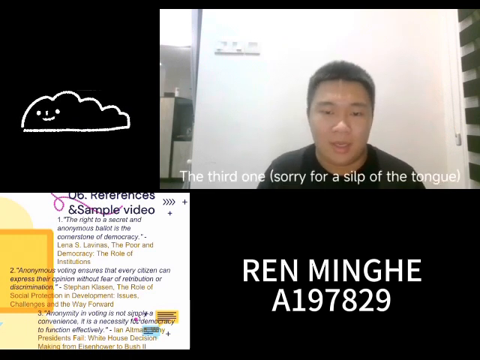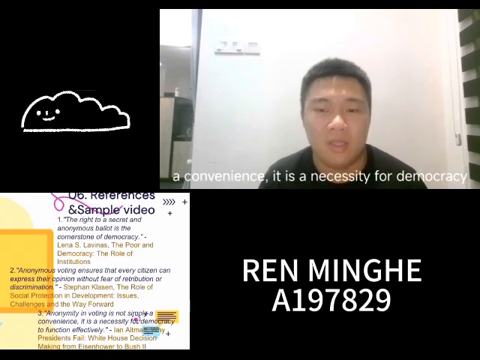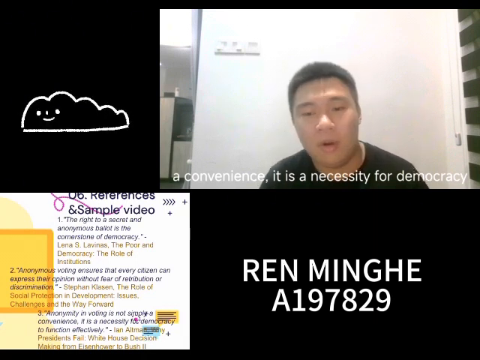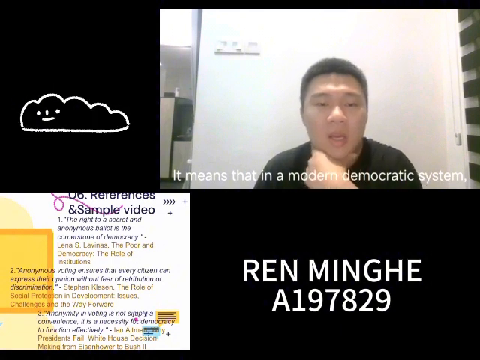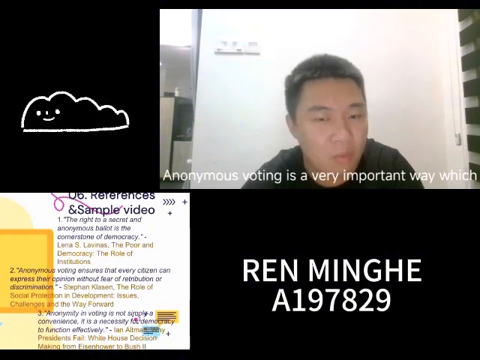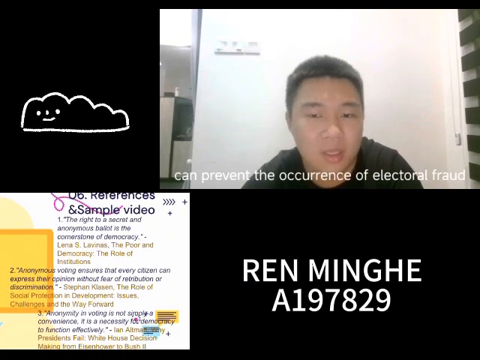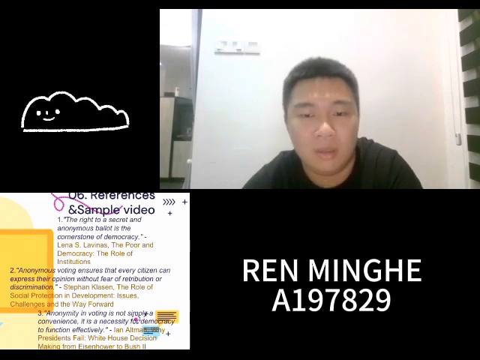The third one is that anonymity in voting is not simply a convenience. It is a necessity for democracy to function effectively. It means that in a modern democratic system, anonymous voting is a very important way which can prevent the occurrence of electoral fraud and ensure the fairness and authority of the democratic system.